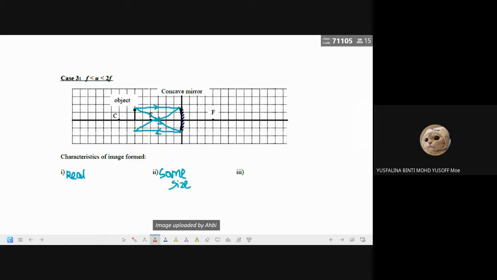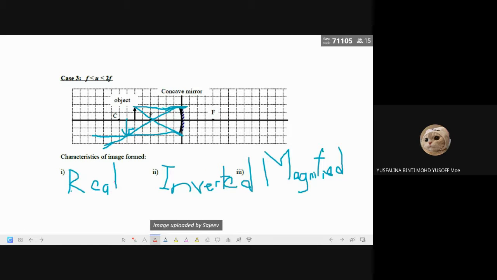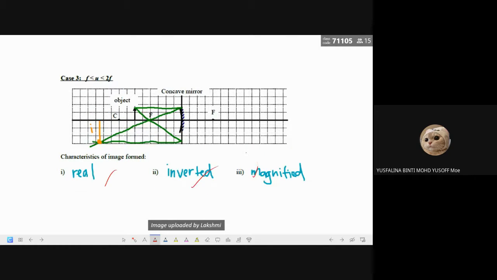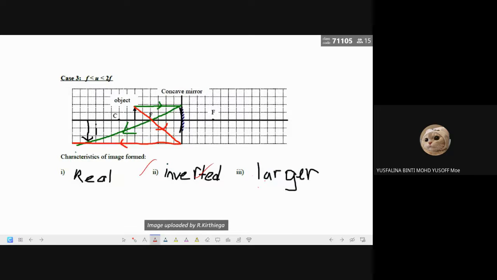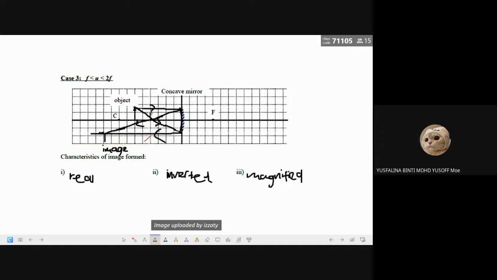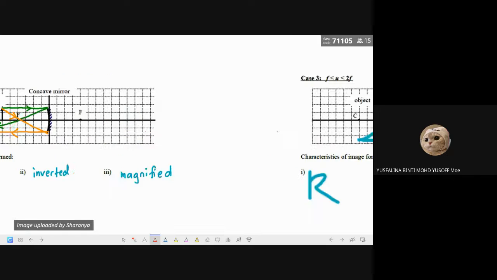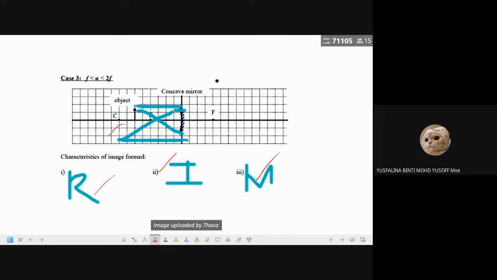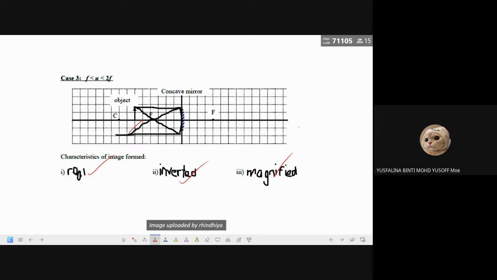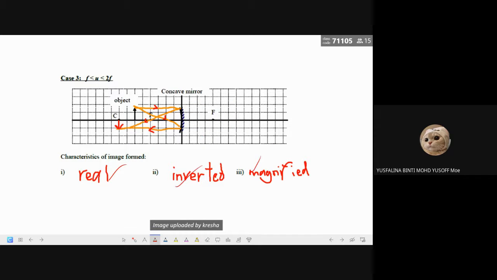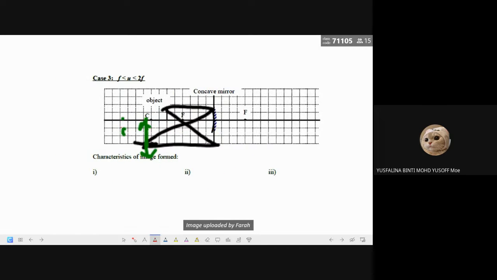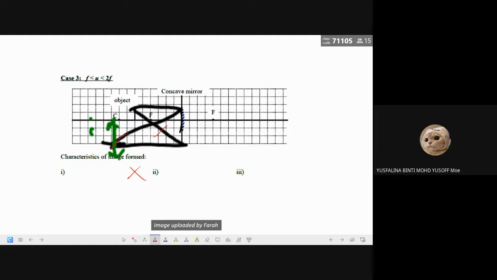We put same size? No. U equals F is same size, but this one is magnified. Actually, it should be bigger. Never mind. Maybe start for you to draw.